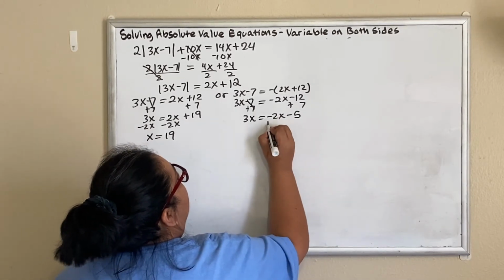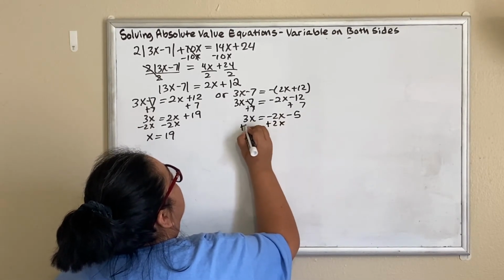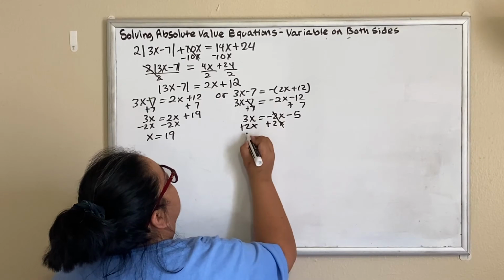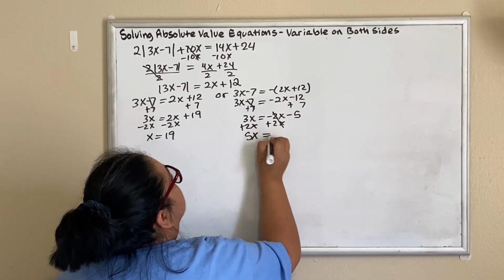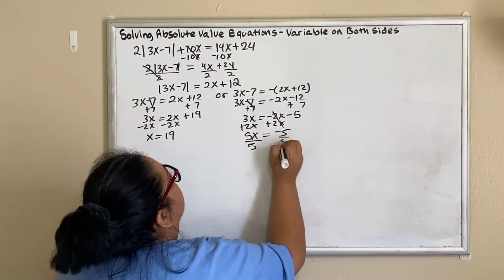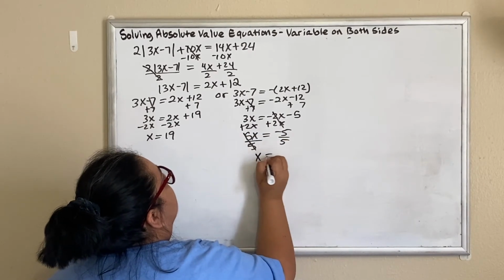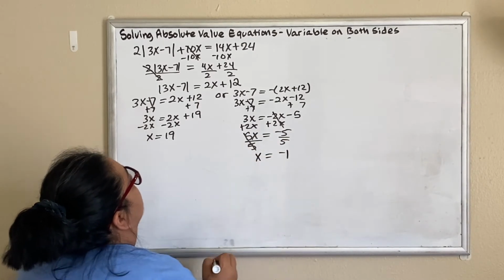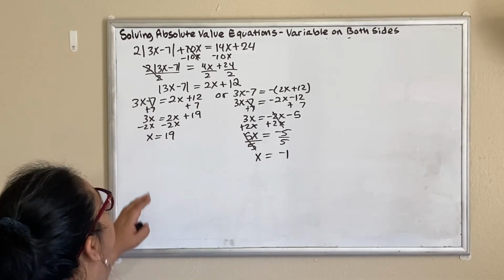So now we're going to add 2x to both sides, eliminating the 2x. So we get 5x equals negative 5. And now we divide by 5 on both sides, and we get x equals negative 1. So we need to check our solutions.